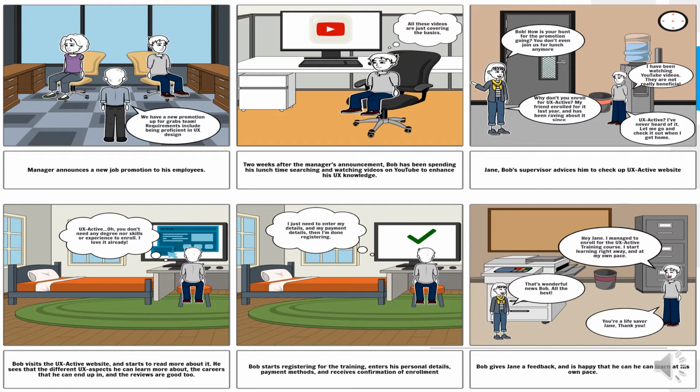So he gets himself enrolled for UX Active, and he goes back to work the following day and gives Jane a review in a way. It's like, hey Jane, I managed to enroll for the UX Active training course. I start learning right away and at my own pace. You're such a lifesaver, Jane. Thank you so much. So you can see that the story had a clear beginning where the manager was announcing a promotion, and then Bob did his own research, and then eventually enrolled for the UX Active training certification course, and then he went back and gave Jane a review.